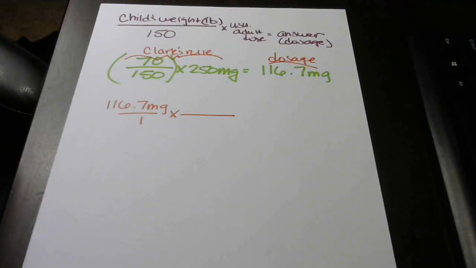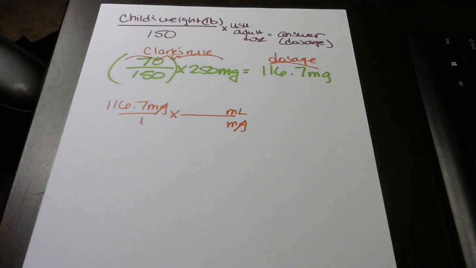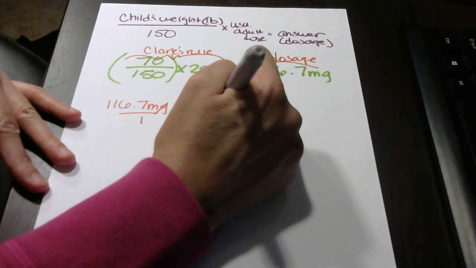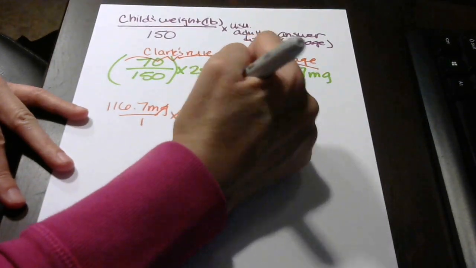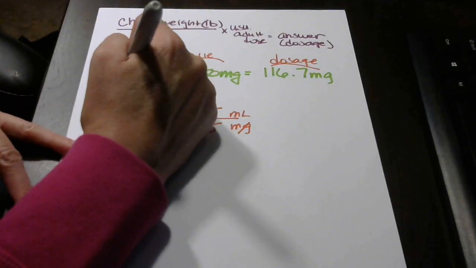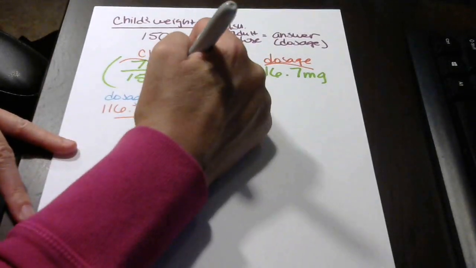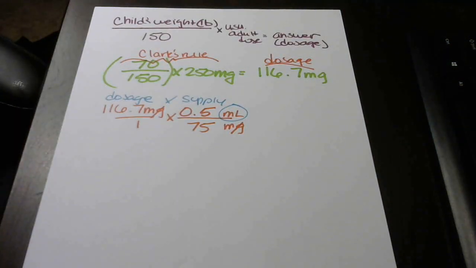So we want milligrams to cancel each other out. So we put milliliters on top, milligrams on the bottom. Those two will cancel each other out. And that was 75. And always remember, put the 0 before your decimal, 0.5 milliliters. And that's how your equation is going to look. And once again, this was just your dosage times your supply, making sure that we have the measurement on top that we want our final answer in. In this case, it is milliliters.